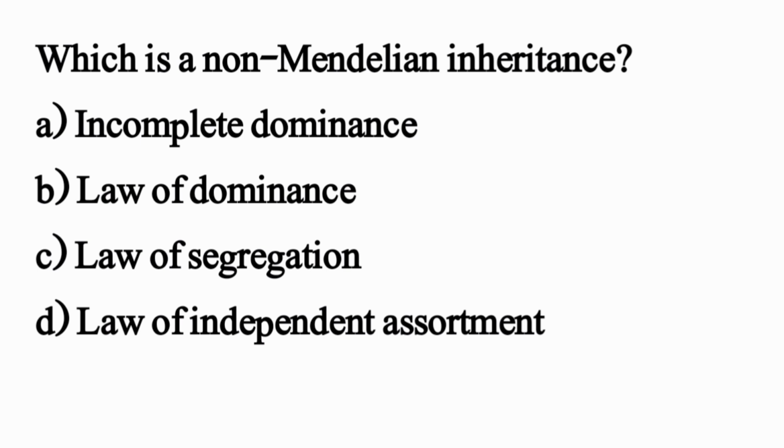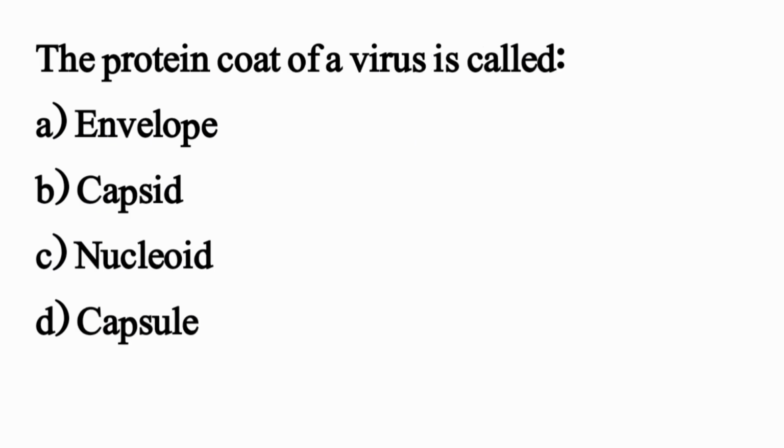Which is a non-Mendelian inheritance? The right option is option A, incomplete dominance. The protein coat of a virus is called. The right option is option B, capsid.